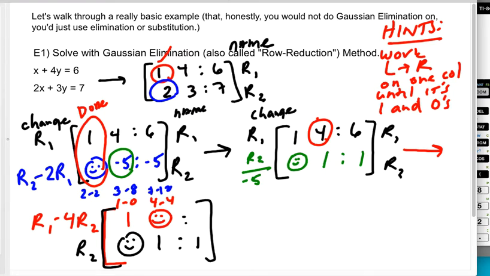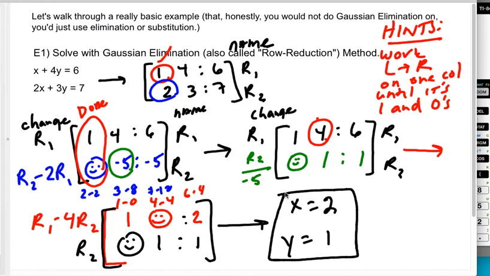And then this last one is going to be a 6 minus 4 times 1, so 6 minus 4, which is 2. Now, remember my first column was my x's, my second column was my y's. So that gives me the answer that x is 2 and y is 1. And you can go back up and check, you can plug those in. If x is 2 and y is 1, this would be 2 plus 4, which is 6. And you get 4 plus 3, which is 7. So there's my answer. That's how we do it with Gaussian elimination.